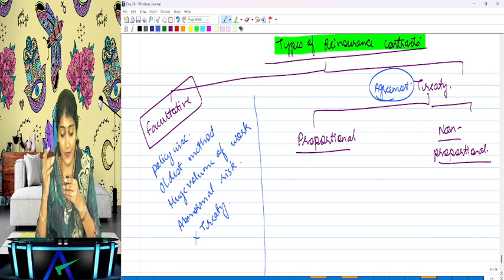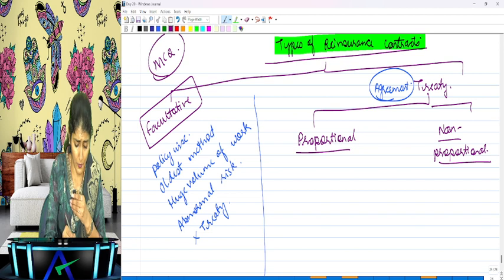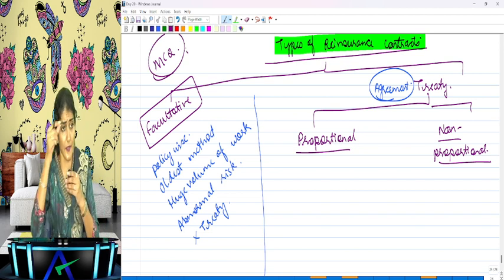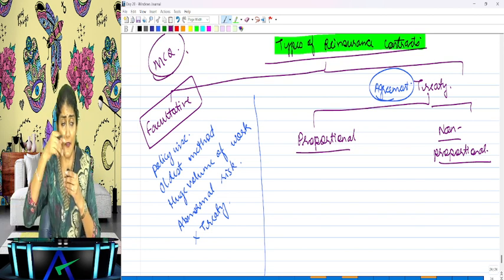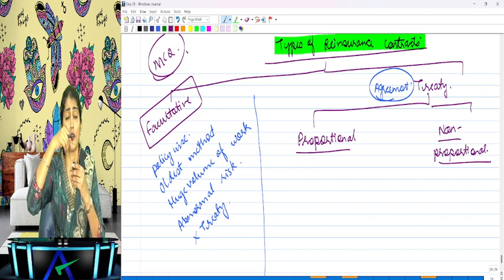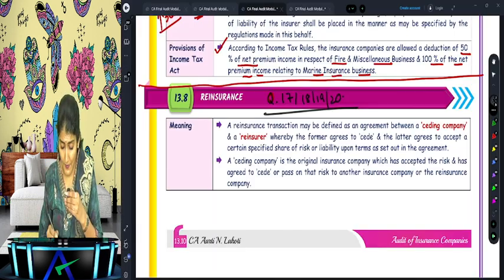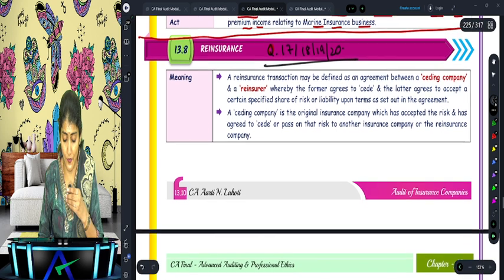Facultative reinsurance. Oh my God, MCQ, favorite question. If the insurance has been done policy wise, which type of reinsurance is it? They give options: facultative reinsurance, and the treaty reinsurance, proportional treaty, or non-proportional treaty. So what is the answer over there? It is the facultative reinsurance.